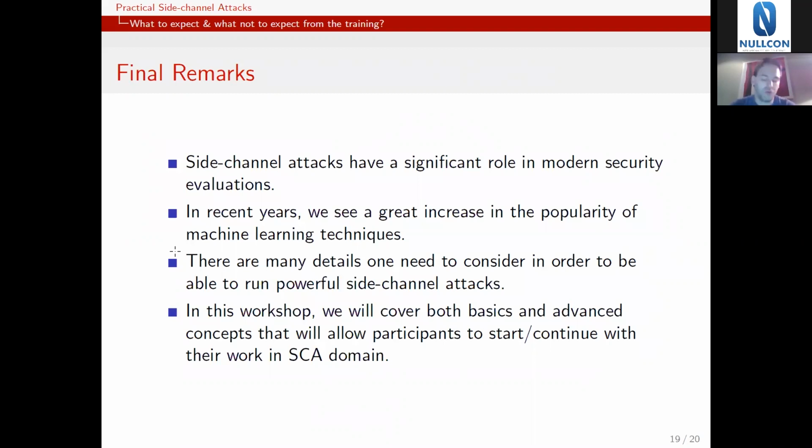And like I said, in recent years, we see a great increase in the popularity of machine learning techniques, and consequently, I will try to follow that line, and I will give you quite some material on machine learning techniques, machine learning attacks, and with all these details, you will be able to know how to run powerful side channel attacks. And since I said in the course, we will cover both basics and advanced concepts that will allow you to start or continue with your work in side channel domain.